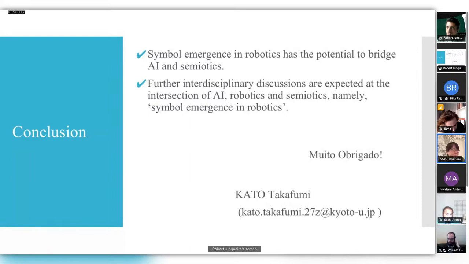In order to understand the dynamics of semiotics, further interdisciplinary discussions are expected at the intersection of AI, robotics, and semiotics, namely symbol emergence in robotics.